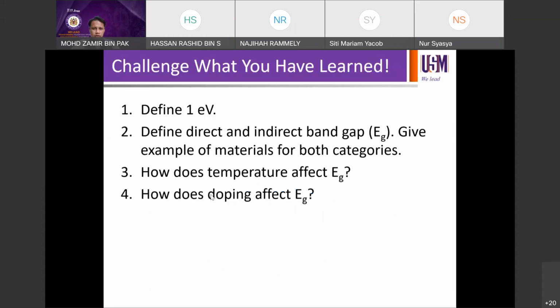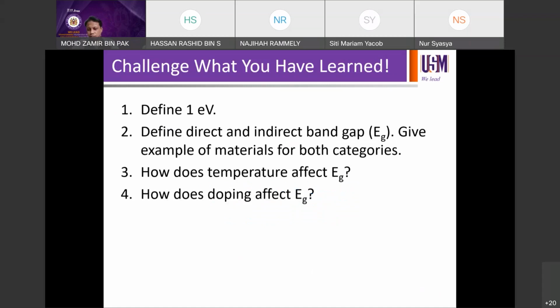So let's just recap what I've explained last time. Typically, when we move on to a new topic, we're going to do some revision to challenge what you have learned in the previous topic. Right, so let's move on to the first question. Define 1 electron volt. What is 1 electron volt?